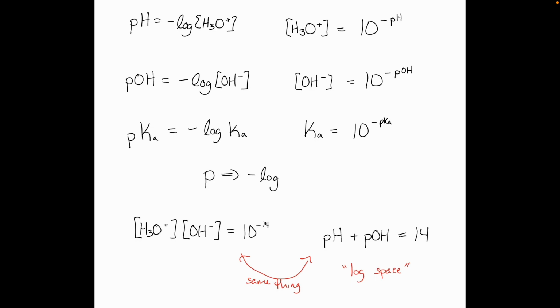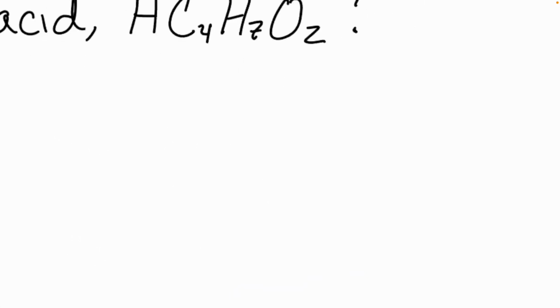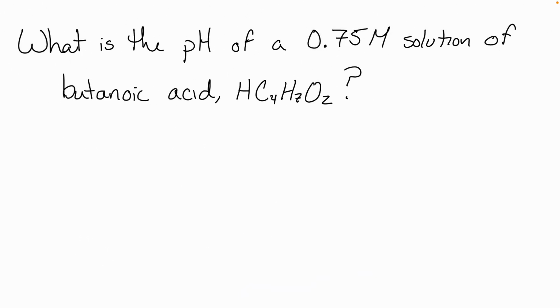All right, and where we ended last time was calculating the pH of a weak acid solution. So let's go through an example to remind ourselves. What is the pH of a 0.75 molar solution of butanoic acid? Is butanoic acid a strong acid? No, it's not on our strong acid list. So what are we going to need to solve this problem? An ICE table, and specifically we're going to need to know the value of that equilibrium constant.